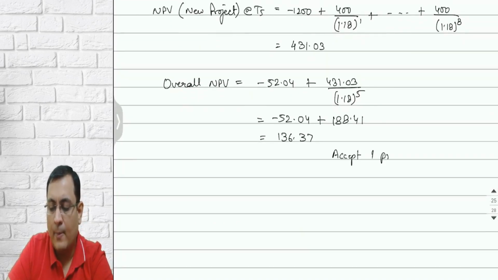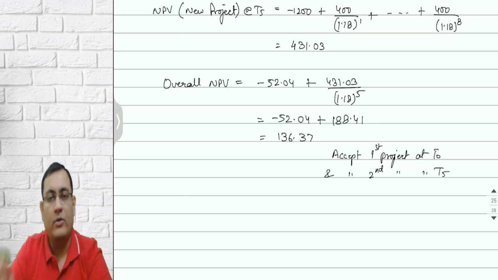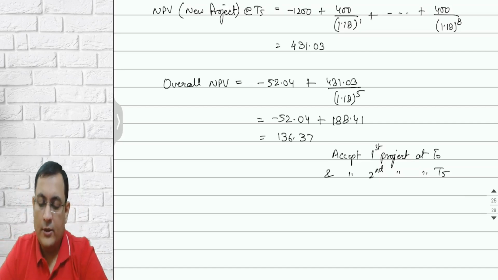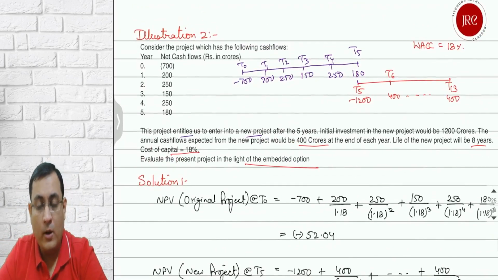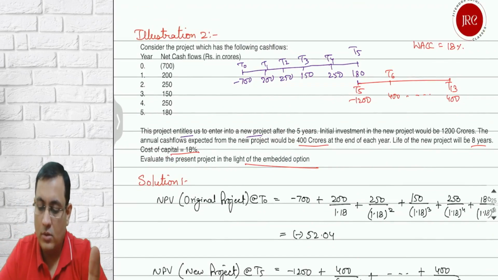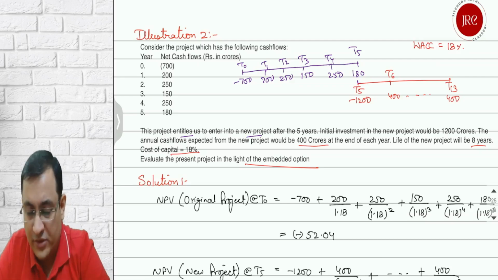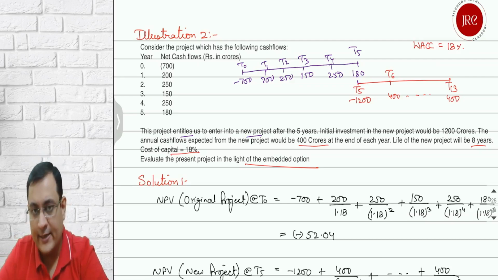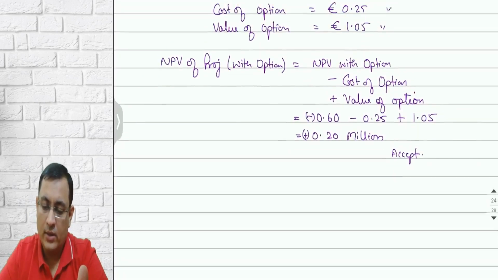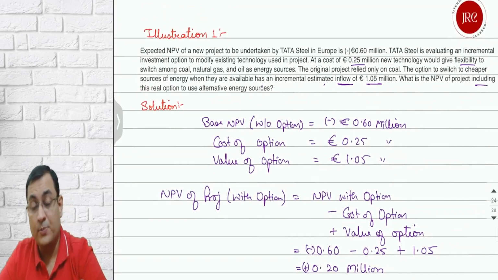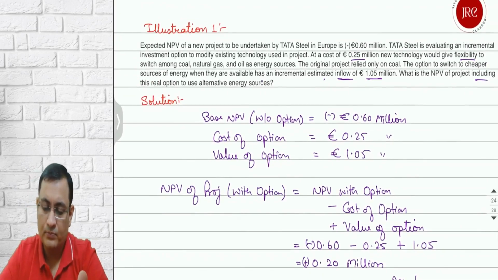So we should accept the first project at T0 and accept the second project at T5 also. This is the option of growth in the business, where you are getting growth with the help of the second project. So it is a sizing type of classification of option. The first one is the production process flexibility option.